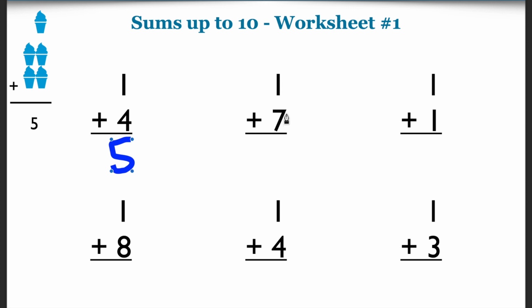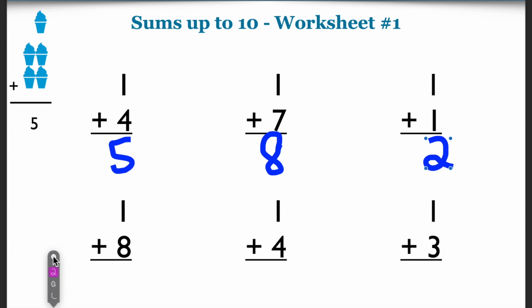Let's have 1 + 7. 1 + 7 is what? Or one other way to look at it, 7 + 1 is what? 1 + 7 is going to be 8. That's going to be equal to 8 if we look at it that way. Let's also look at 1 + 1. What's 1 + 1? Well, that's going to be 2. 1 + 1 is 2, right? So that's a good one.